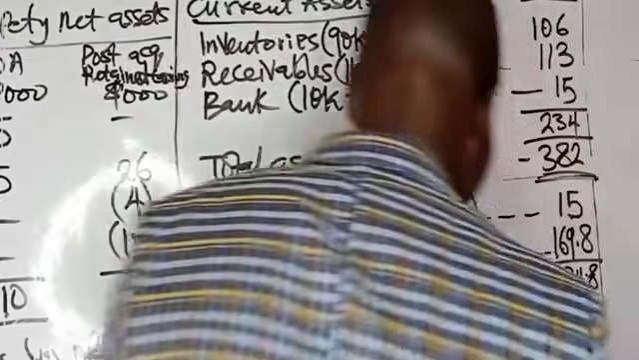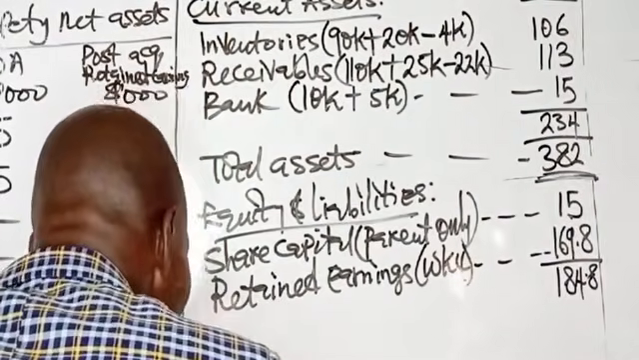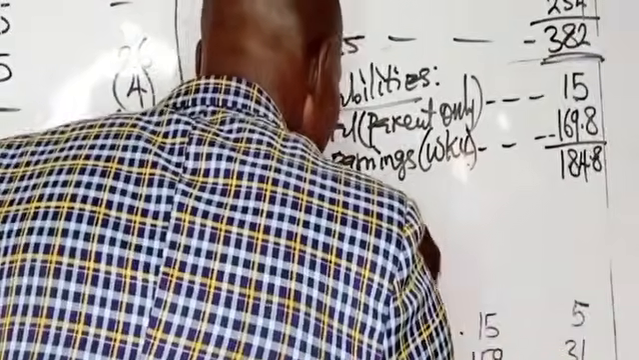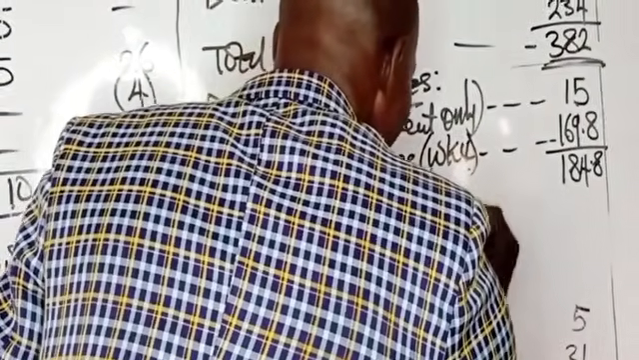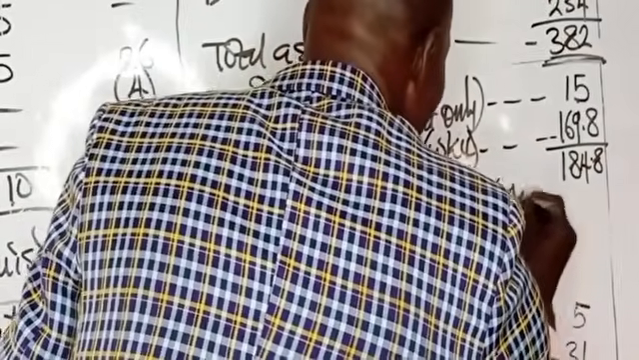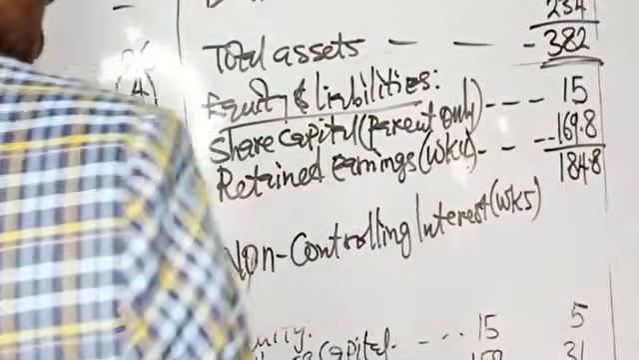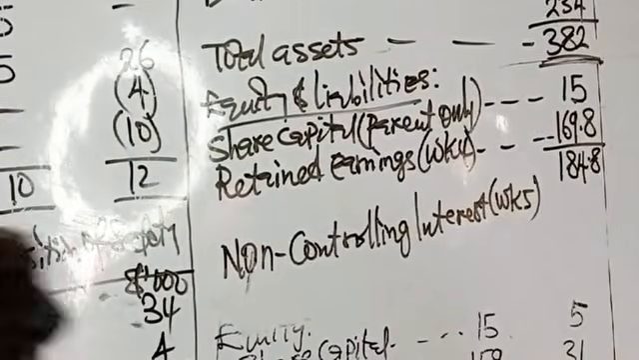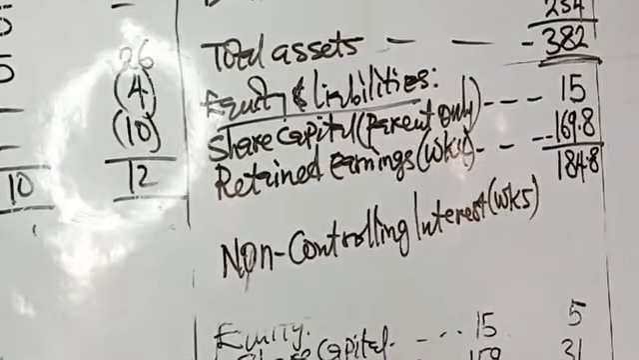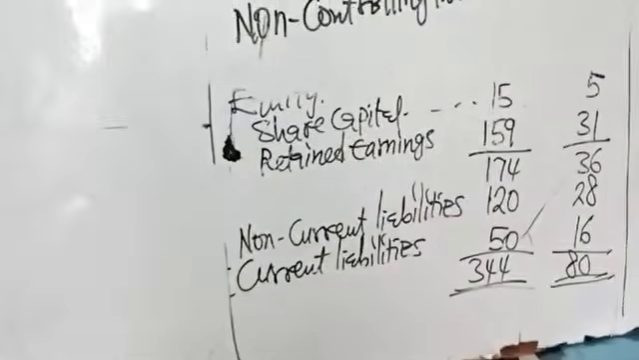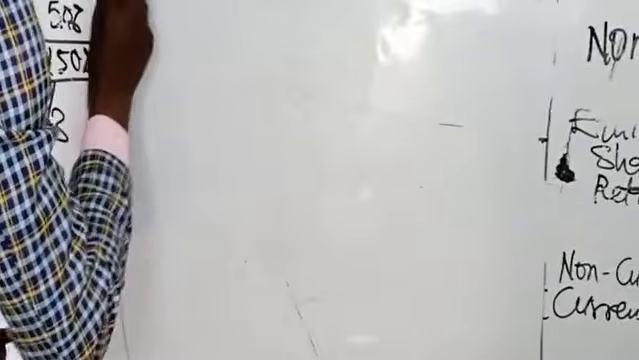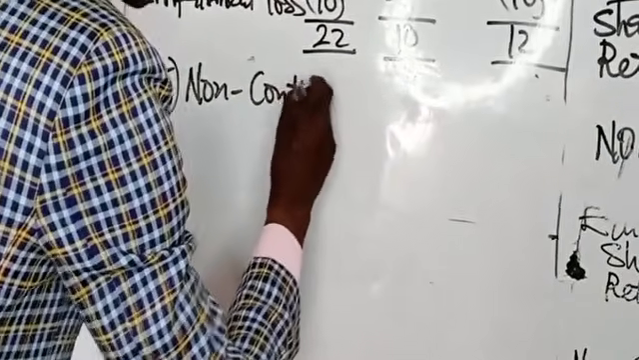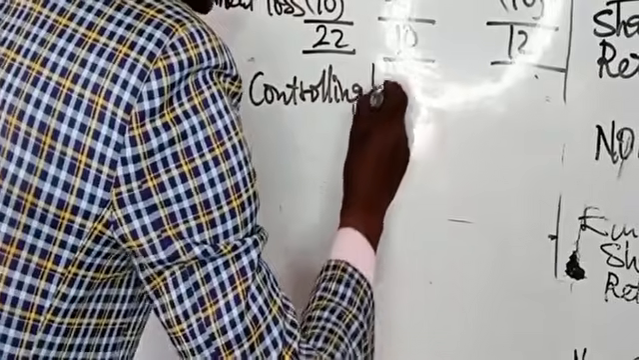After this, you have the non-controlling interest. Let's have this as working number 5. Working number 5 for non-controlling interest.